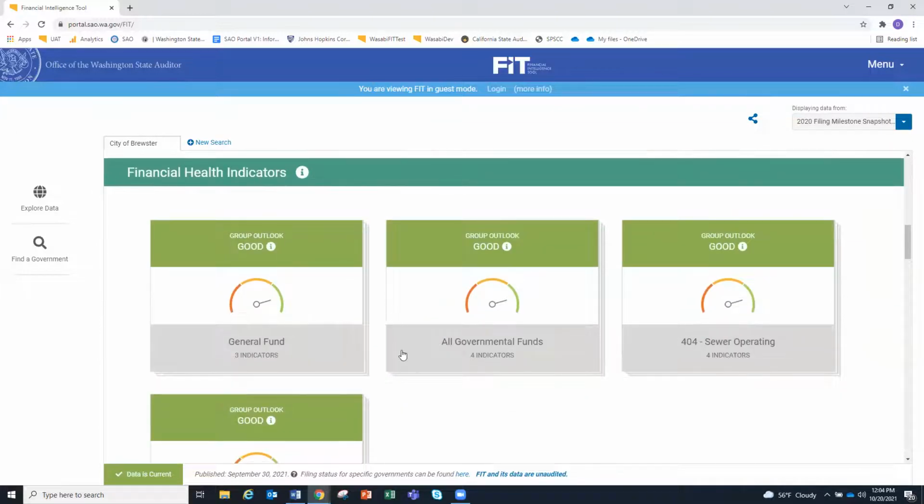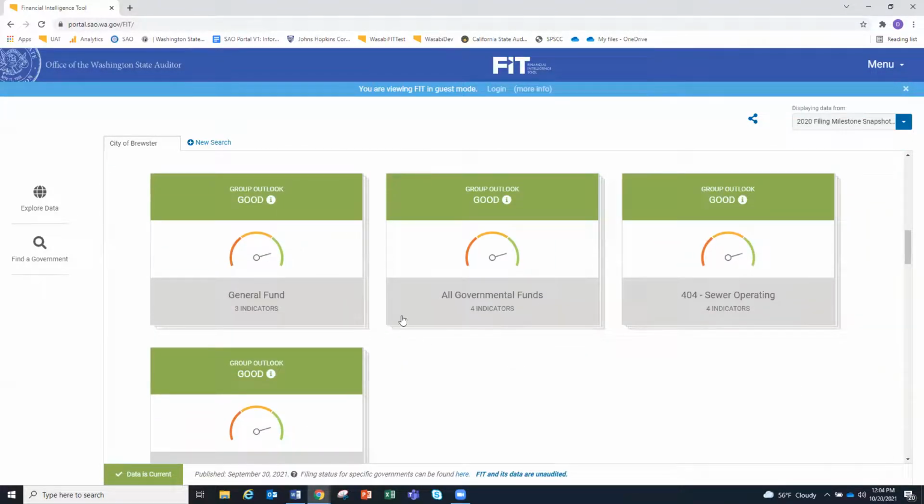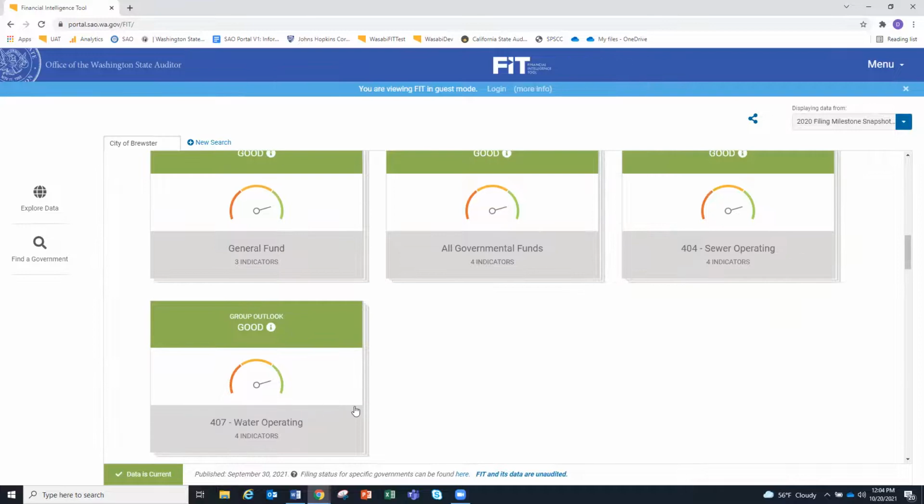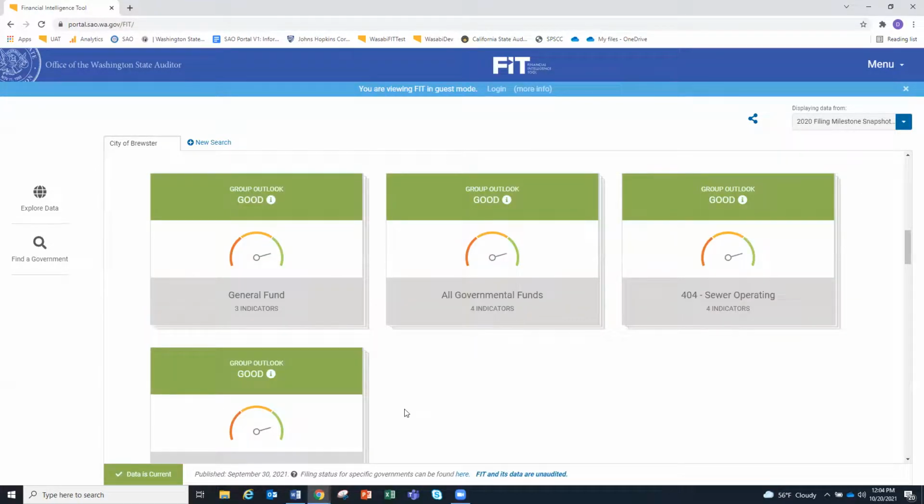And here are the financial health indicators. And I'll come back to this after I go through the profile. But the big thing here to know, like Niles said, City of Brewster is a general purpose government and they're multi-fund. So the presentation here is by fund. You see general fund, all governmental funds, they have a sewer fund and they have a water fund. If you're a special purpose district like a port or a water sewer district, you more than likely have a single fund and you're just going to see the indicators themselves. So I'll come back to this.